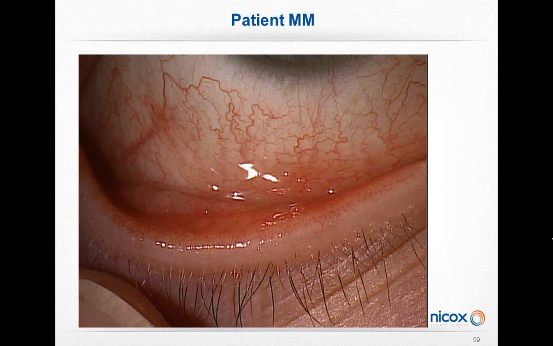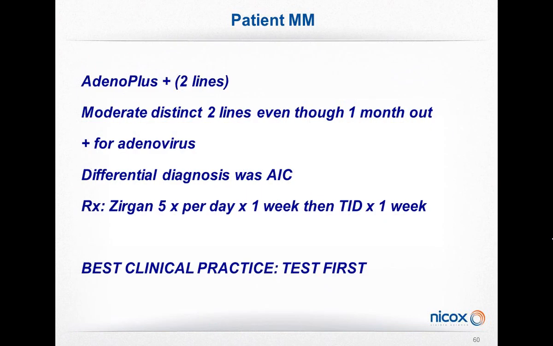This was before I knew the red eye protocol of doing it first. And so they went ahead and did it, and sure enough, it was positive, two lines. Thank goodness I didn't go down this whole chlamydia thing. I bet she left my office thinking, why did that guy ask me if I was married? I was going down that path awkwardly when I realized, wait a minute, let's do this AdenoPlus. Now if this patient shows up, they get AdenoPlus first. I don't have to embarrass myself. I know if they've got two or one lines, I know which path to go down. That's why she had follicles. She had EKC.